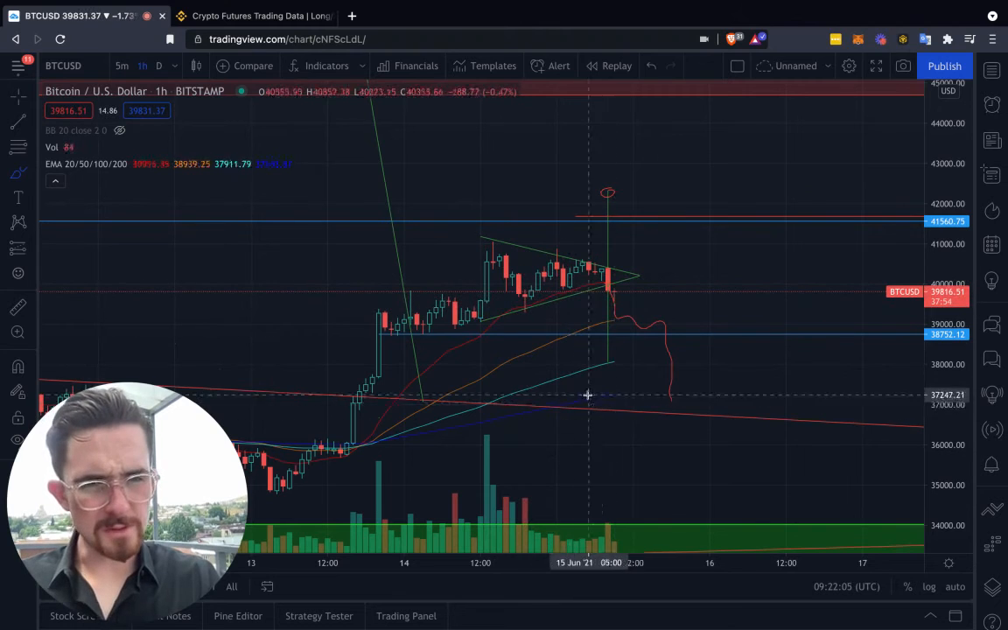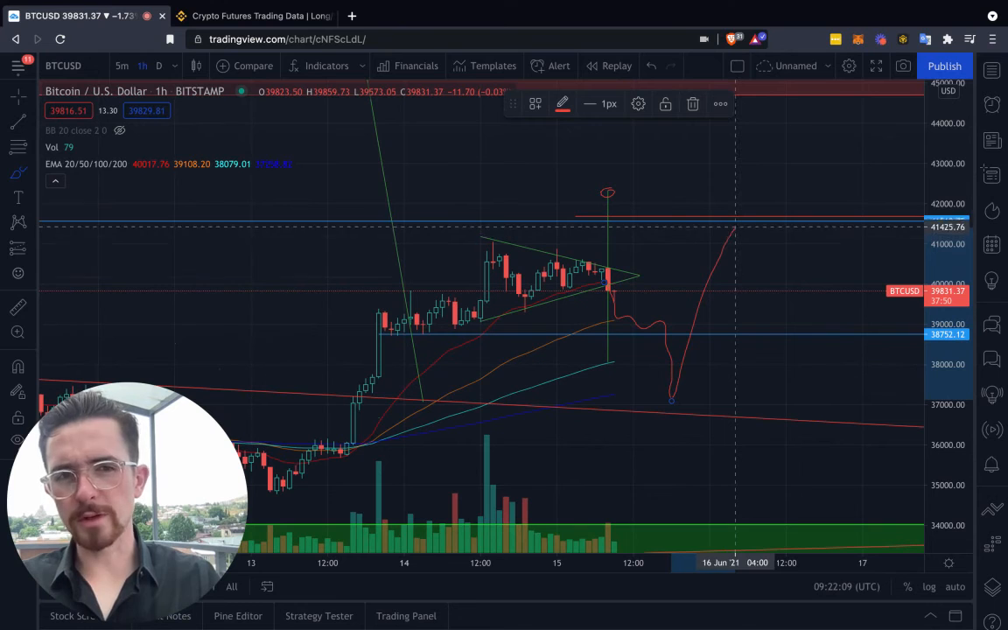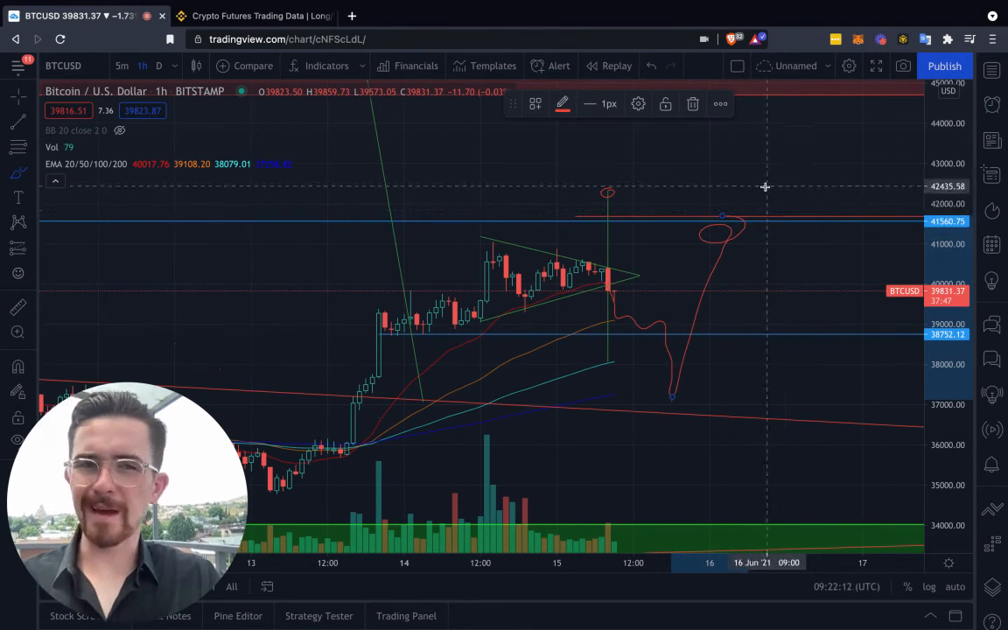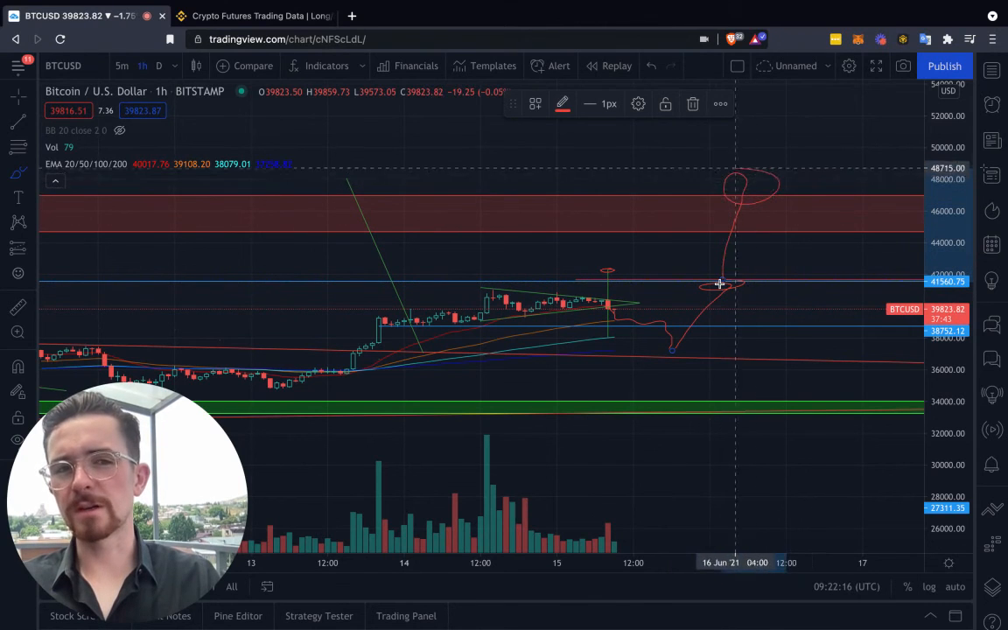But if we do see this retracement back down to these levels, like I said, I would be looking for a bit of a bounce here and potentially pulling some profits around these levels. And then maybe I would say like 50% I would pull there, and then the other I would let ride potentially up to these levels.